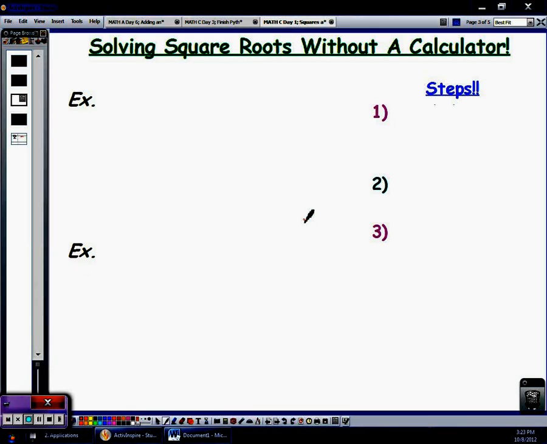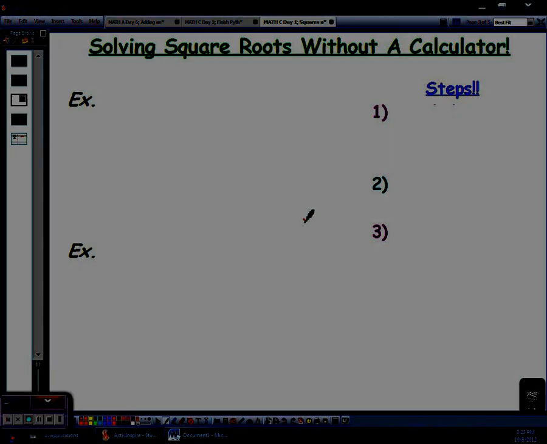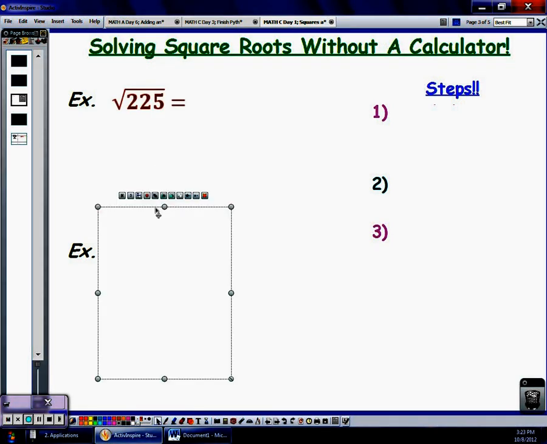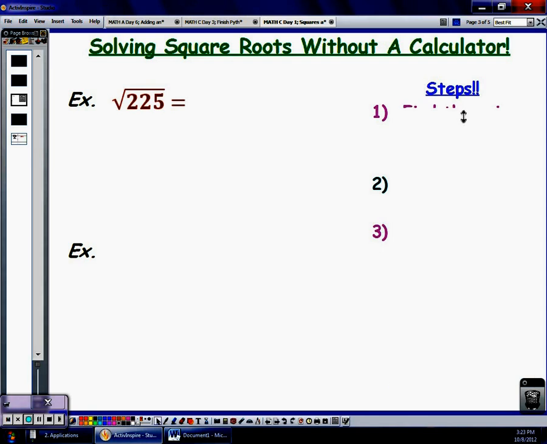Today we're going to learn how to solve square roots without a calculator. Our first example is the square root of 225. And in order to find the square root of 225, I could follow 3 easy steps.